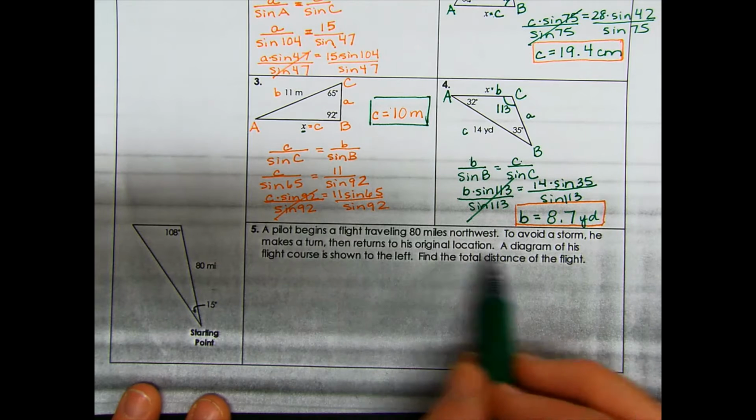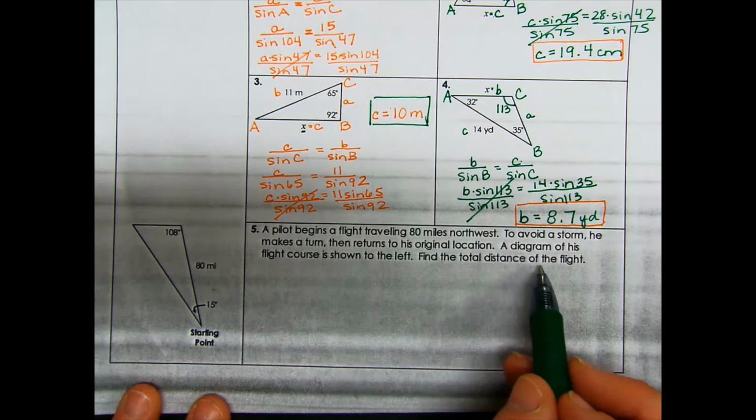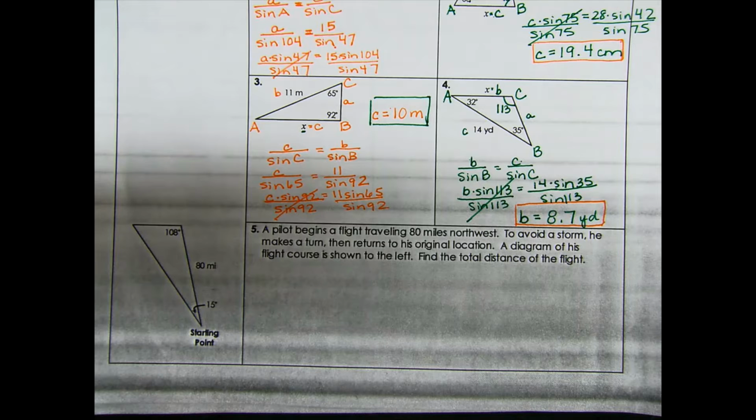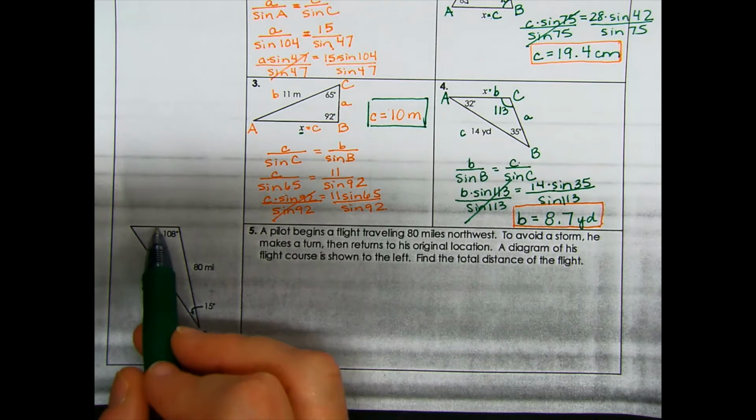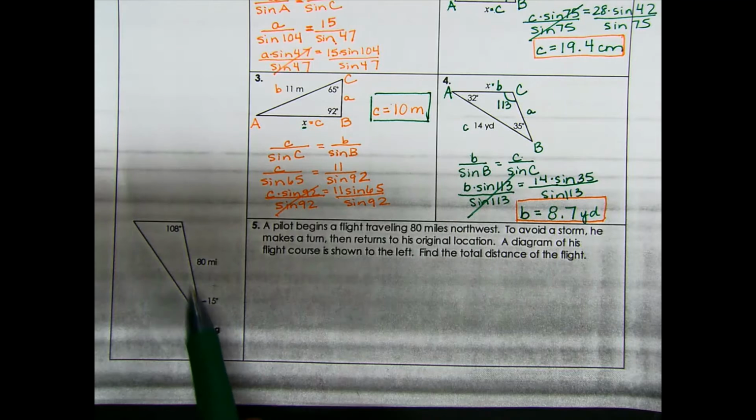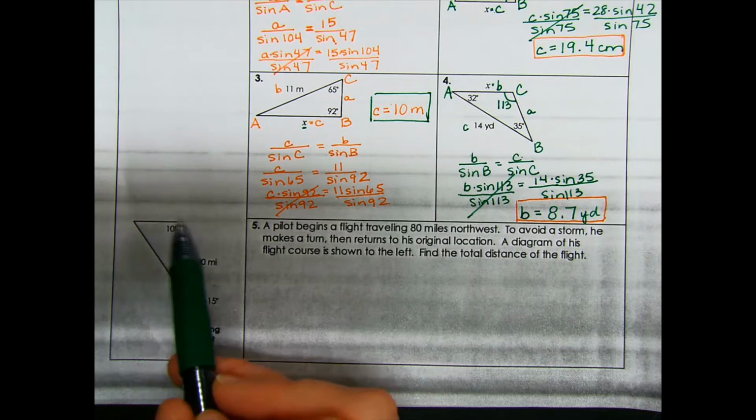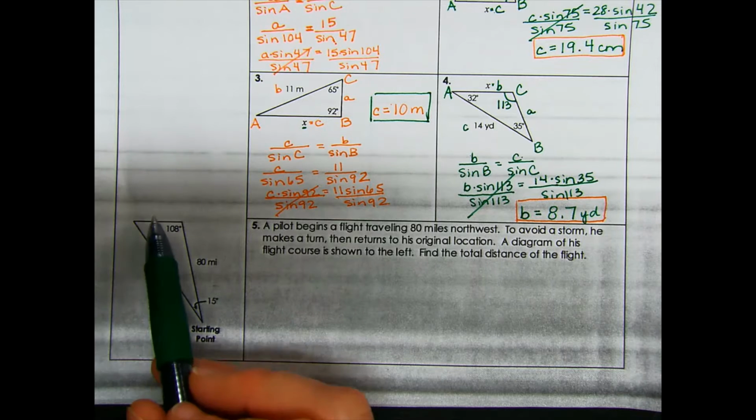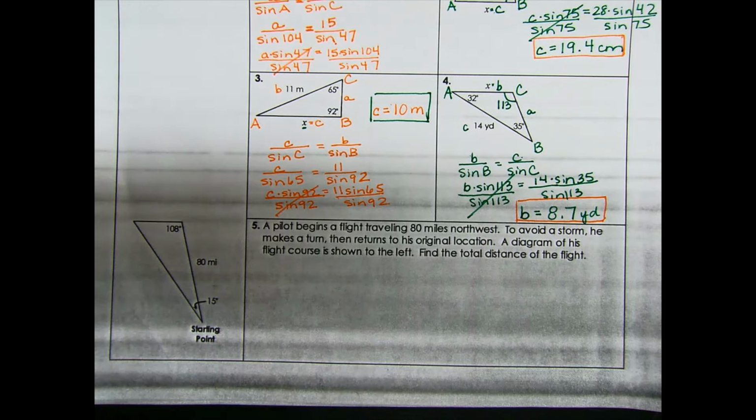So a diagram of his flight course is to the left. That's what we're seeing here. Find the total distance of the flight. So that means we need to know the total distance of the flight. So here's that 80 miles. Then he went some distance to the left when he made this turn, and then he went another distance all the way back to his starting point. So ultimately, we're going to need to find both of these lengths of the triangle.